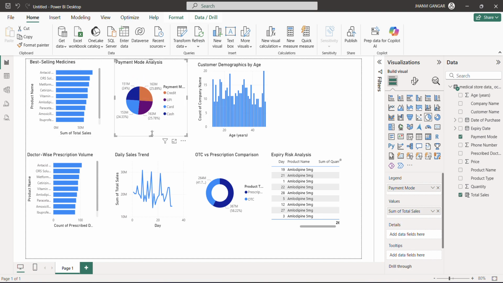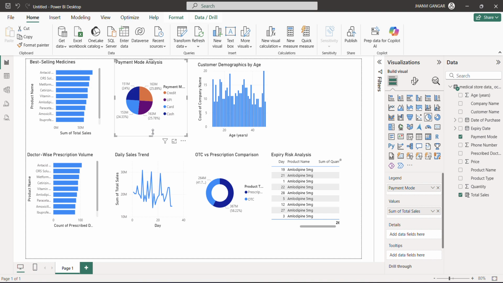Next, coming on to the pie chart for payment mode analysis, we can have a bifurcation of how many customers purchase by UPI, how many purchase by card, how many purchase by cash, and how many purchase on credit. So this helps in giving the customer benefits, providing discounts to them, providing fair prices to what they're buying, and also analyzing the financial accounts of the store.